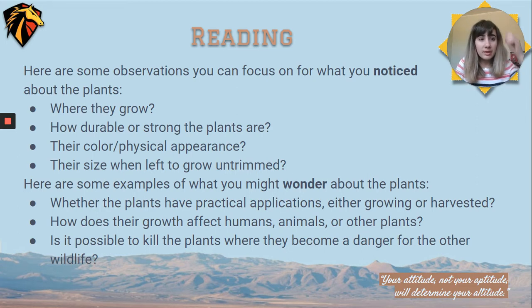Is it possible to kill the plants when they become a danger for the other wildlife? So obviously these plants are invasive because they're hard to get rid of, but is it possible to kill them, and how do you do so? Is it lack of water or too much water, not enough sun, too much sun? Do we have to poison them? How do we kill them if it is possible?